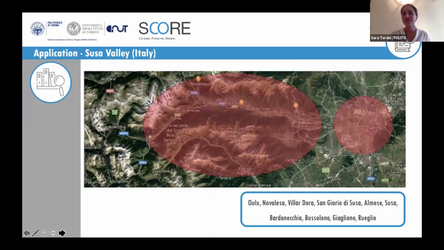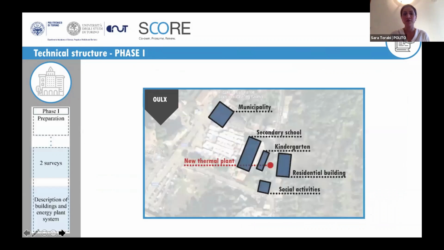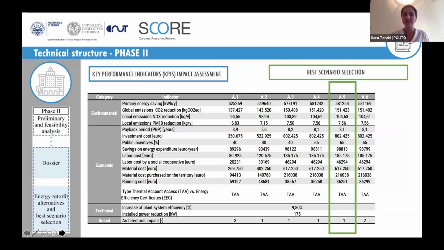We have 10 different municipalities in Susa Valley, which are widespread across this valley in the northwest of Italy, on the border with France. So we identified different buildings. Most of our buildings are public buildings, and I would just say that we are working with thermal energy consumption and not electricity. Sometimes we also have the residential part.